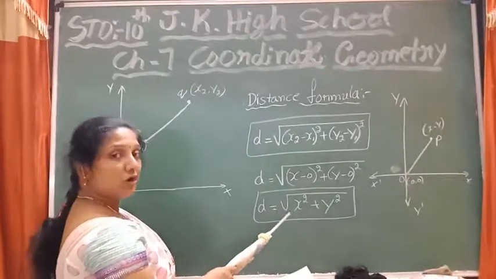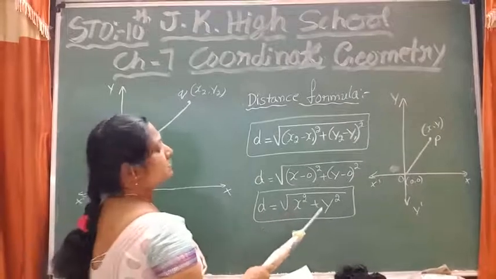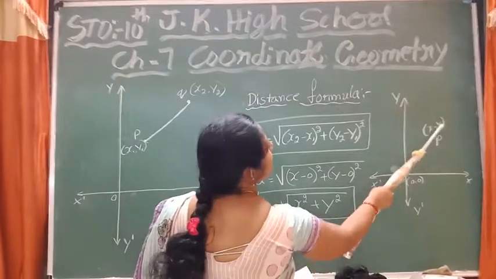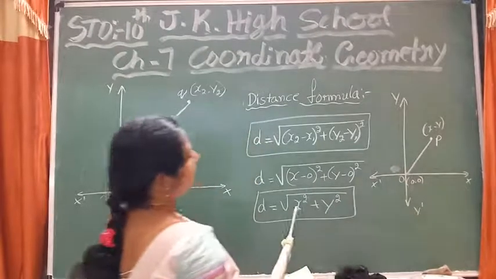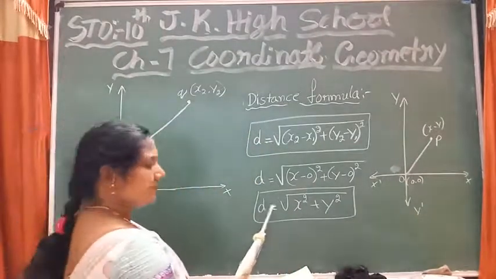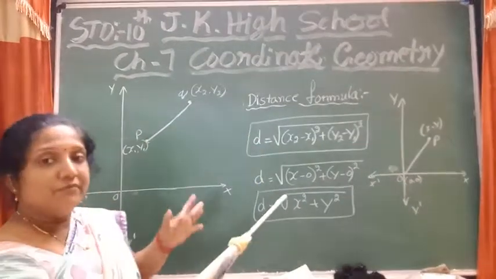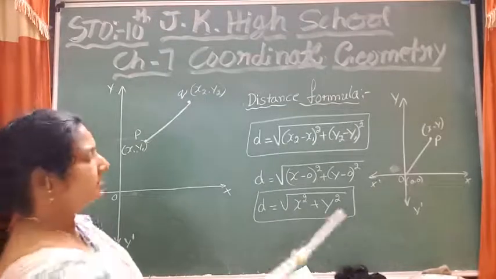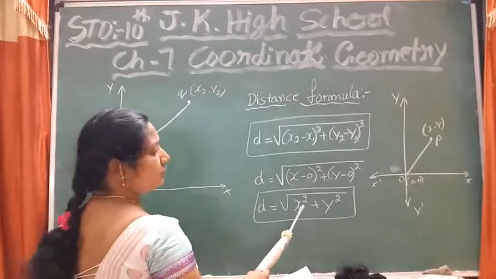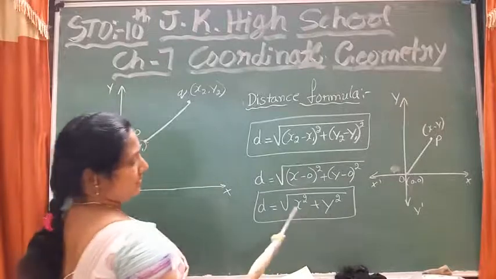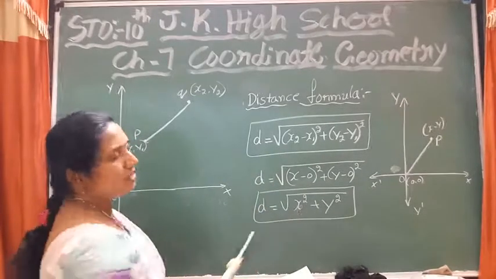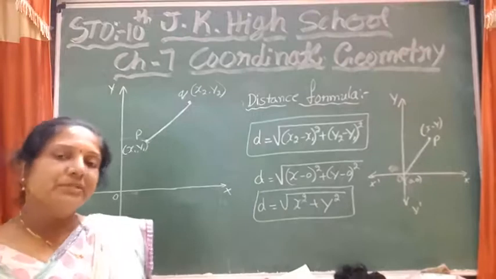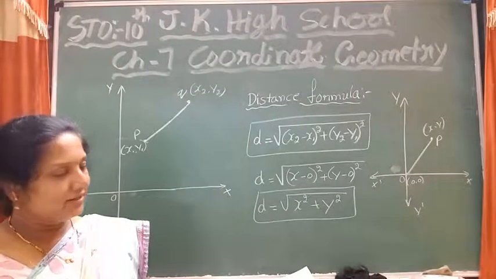The distance from the origin to any point, since we only need to know the P coordinates, is the square root of x square plus y square. So the formula for the distance from the origin to any point is the square root of x square plus y square. By using these two formulas, we are going to solve the next exercise now, children. Write down.